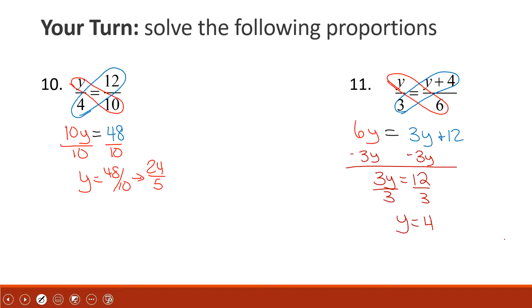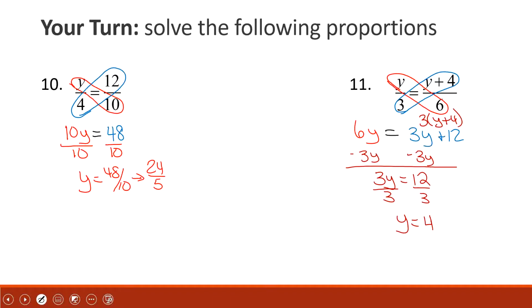Number 11 there, same thing. We cross-multiplied. We had to distribute. I didn't do that extra step. If it would have helped you, this would have been 3 times y plus 4, which I would have distributed, the 3 through that, and got 3y plus 12. So 6y equals 3y plus 12. Want y by itself on one side, so I subtract 3y from both sides. We end up with 3y equals 12. Divide by 3, y equals 4.